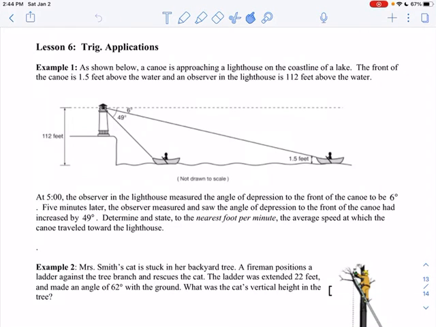Hi GOR, this is Unit 6, Lesson 6, and today we're going to do trig applications. So we've already done this a little bit, so it's just some more practice.